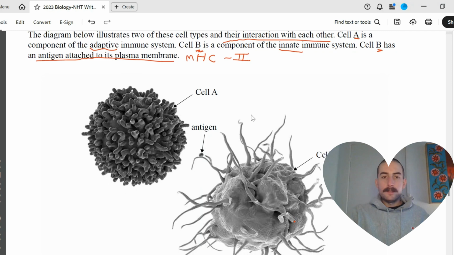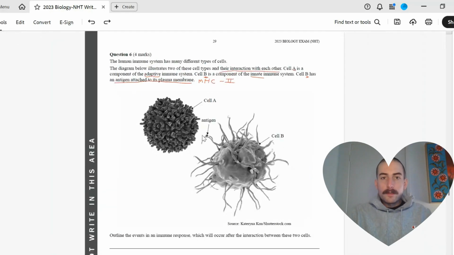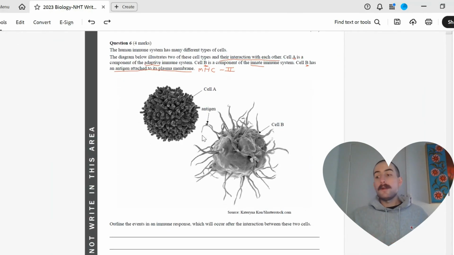If we scroll down a little bit, I might just zoom this out a touch so we can see it. What we've got here is these 2 cells. We can see this cell B here, which we know is a part of the innate immune system, and it possibly has an MHC2 marker as it's presenting an antigen. And it looks like it's got these weird little tentacles coming off it, which, if we're familiar, might look like dendrites. So it's probably suggesting to me that this is a dendritic cell and that it's presenting something to this other cell here, cell A, which is adaptive.